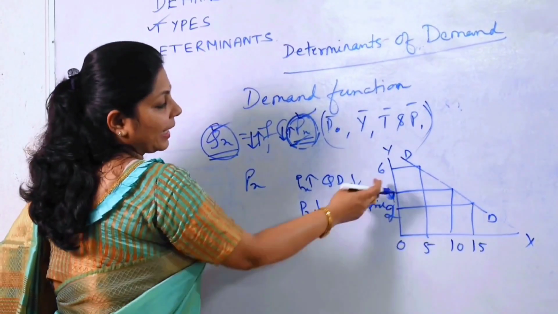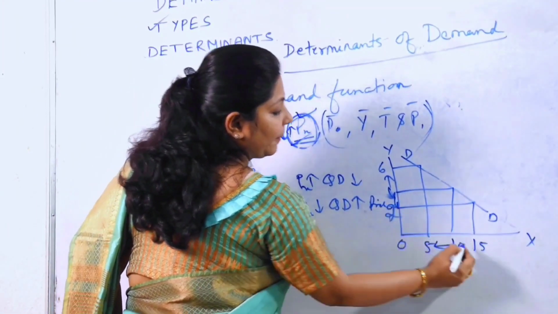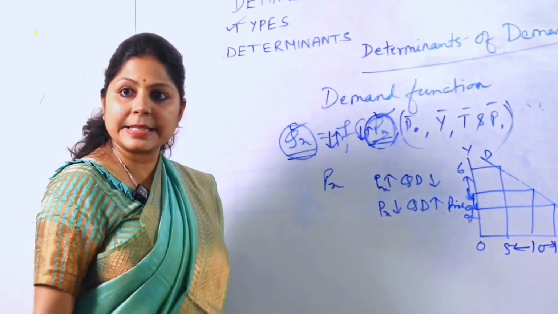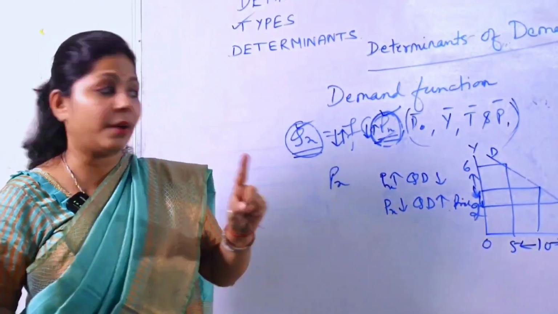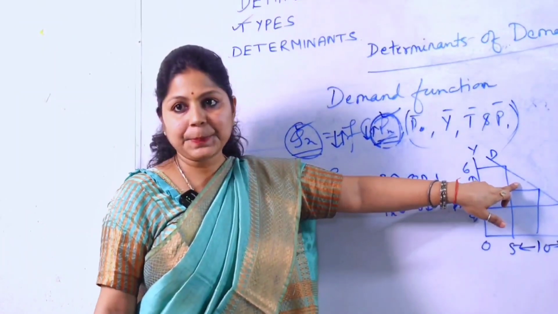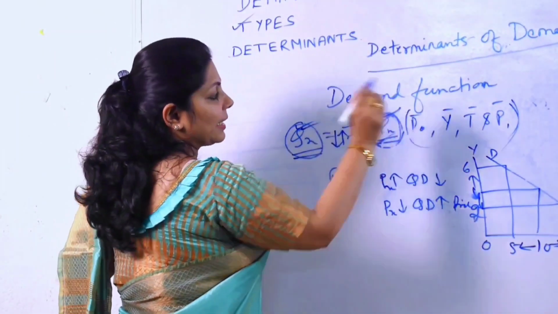So this shows that due to increase in price, quantity is falling. Due to fall in price, quantity demanded is rising. So in this case, we are having only one demand curve, which is this one. Okay? Now, this is done.